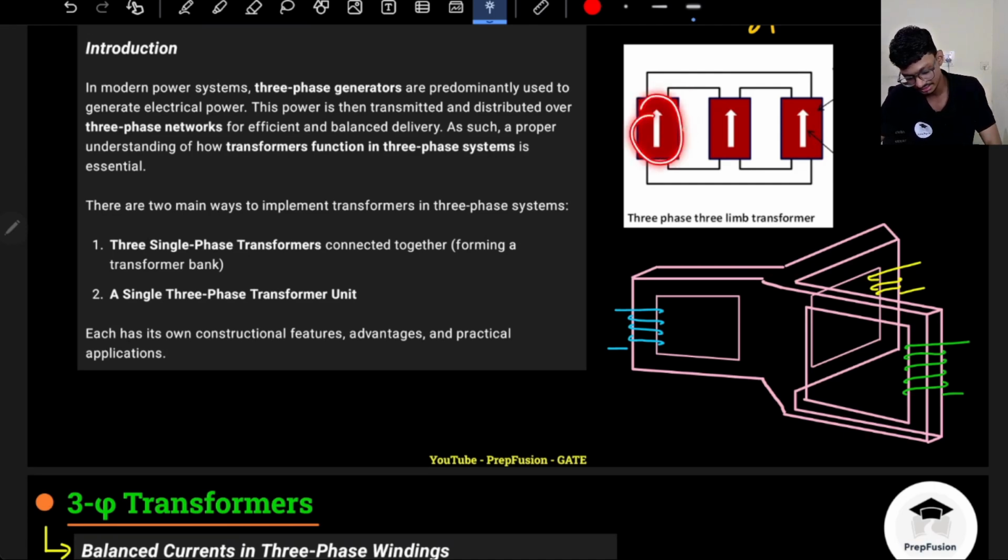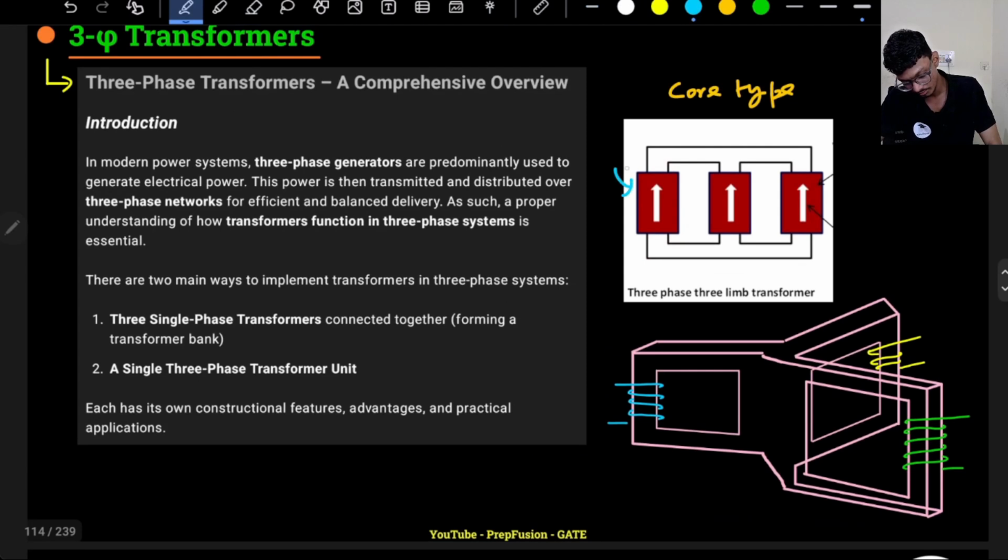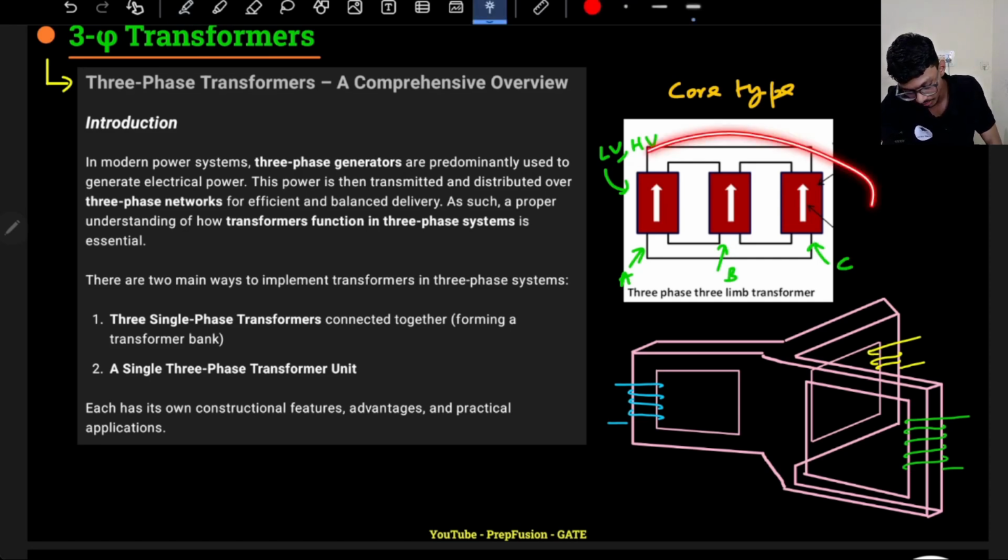So this here is totally a single unit, so both the LV and HV windings are present over here. Both the LV and HV windings are present, both in a single limb only. So let's assume this will be phase A, this will be phase B, this will be phase C. Now can you tell me what is the problem in this type of construction?